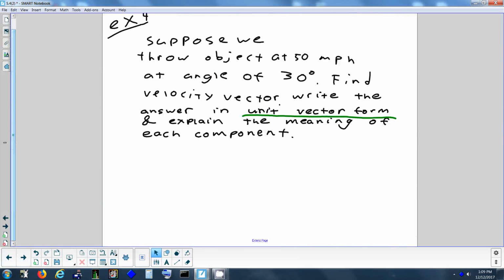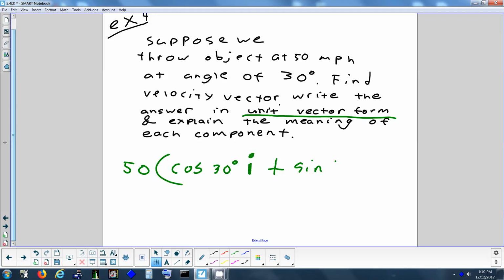To find a velocity vector, the first thing we need is the magnitude. What's the magnitude of the object here? 50 miles an hour. So 50, and then we put parentheses. And what's the i component? Cosine 30 i, plus sine 30 j. That's the answer in unit vector form, factored.